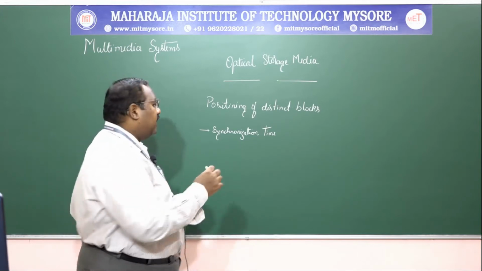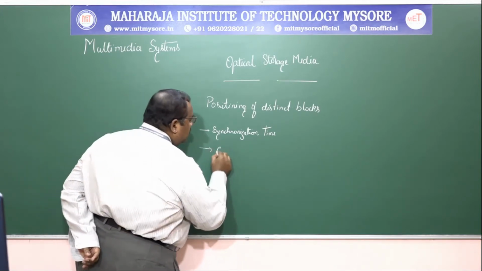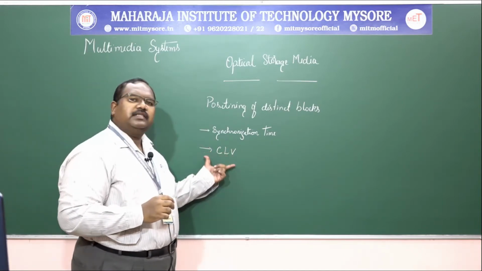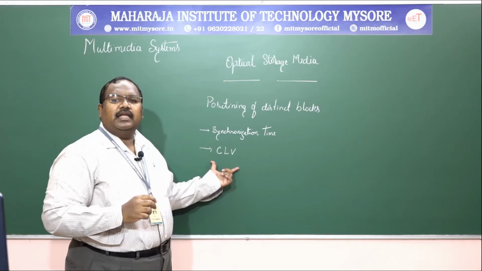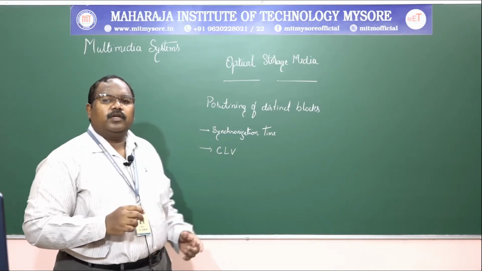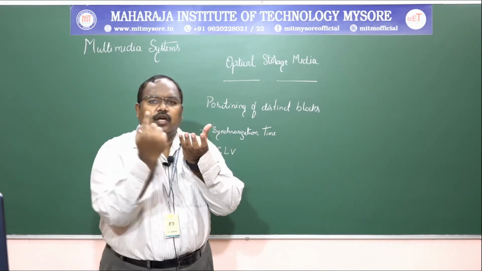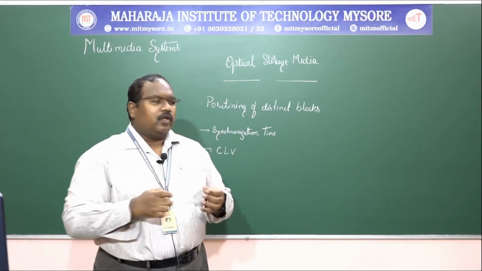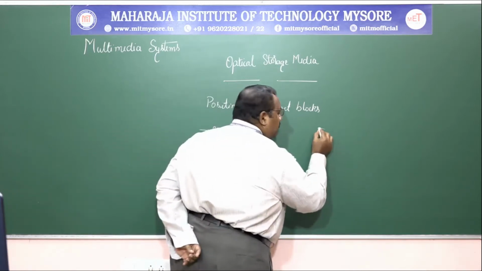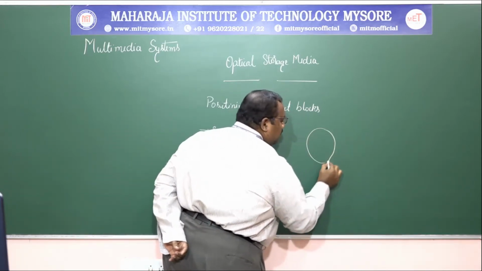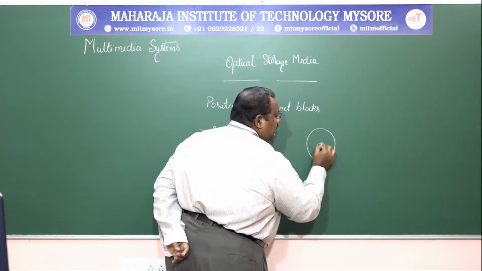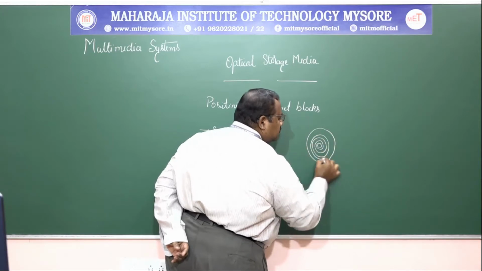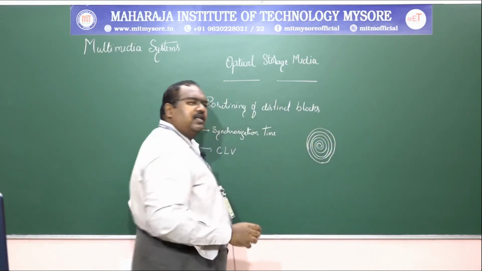The second one: we know that CD-ROMs work on the principle of CLV, constant linear velocity. When we talk about constant linear velocity, we are talking about the rotational velocity. When we talk about the CD, it looks like this, and the track starts like this, somewhat in a spherical shape.